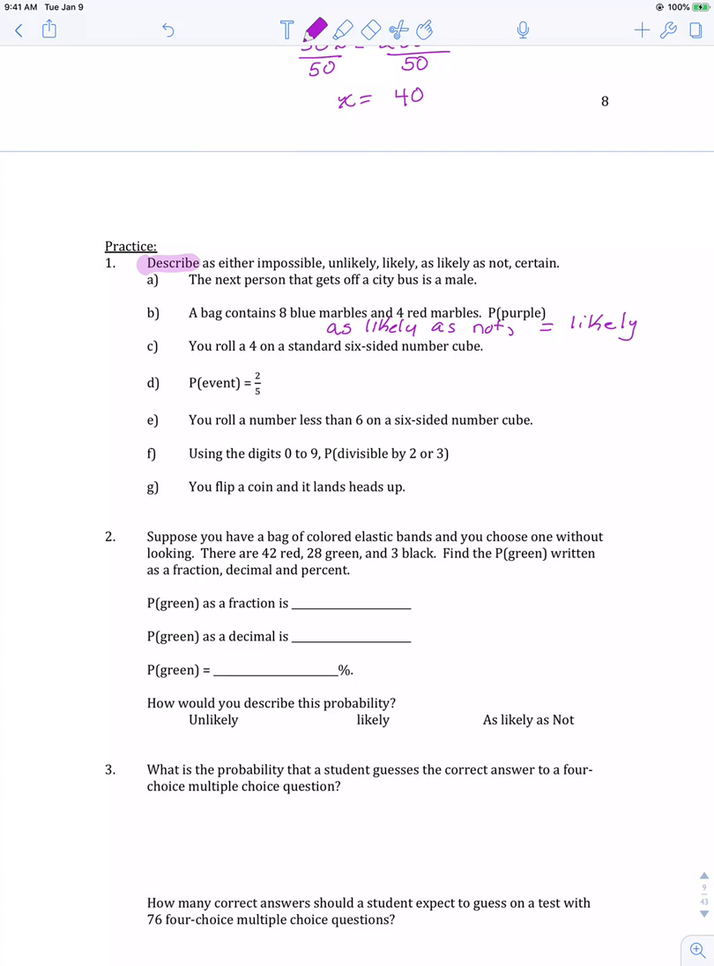Oh, that should have been on A. So when I look at B, it says a bag contains 8 blue marbles and 4 red marbles. What's the probability of purple? Well, if I wrote the probability, it would be 0 because there's no purple over the total, which is 12. You'd have to add for your total. But what's important here is that 0. It is impossible to occur because there's no purple marbles in a bag to begin with.